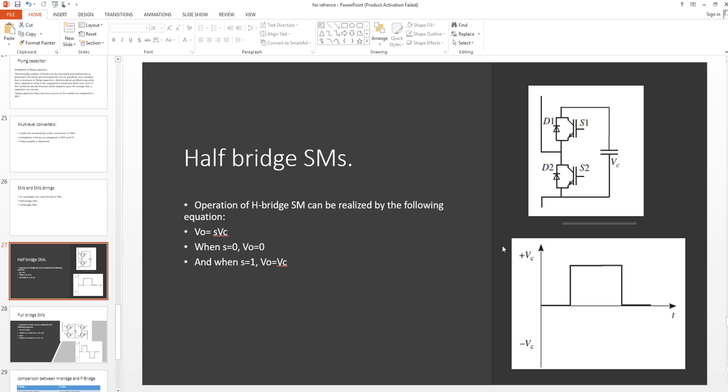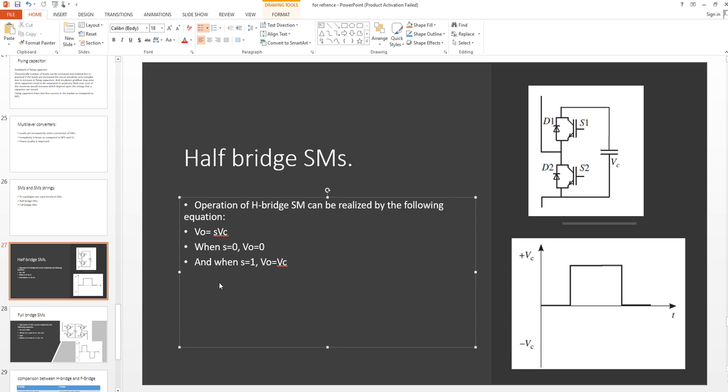So this is a typical operation of a half bridge submodule. It can be realized with this equation. V naught is the output voltage and it is equal to S times the capacitor voltage, where S is a variable. If this variable is 0, we will get 0 output, and if S is 1, we will get the output, that is basically the capacitor voltage.